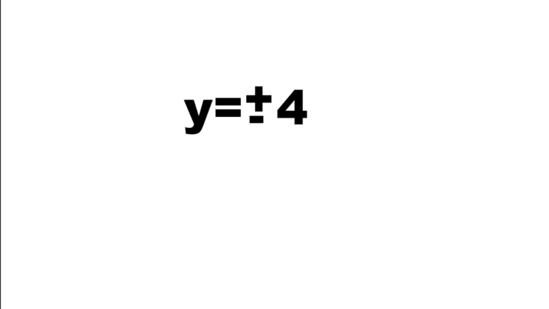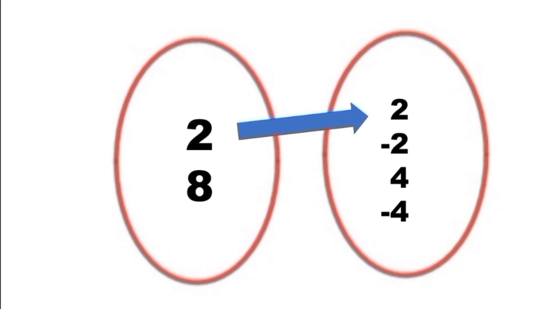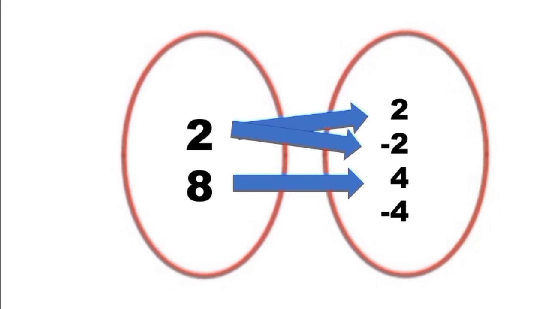By mapping we have the domain or the input, 2 and 8, and the range or the output, 2, -2, 4, and -4. The input 2 corresponds to 2 and also to -2. 8 corresponds to 4 and also to -4. This means for a specific input there is no specific output because we have 2 outputs. This is the case of one-to-many correspondence, which is not a function.